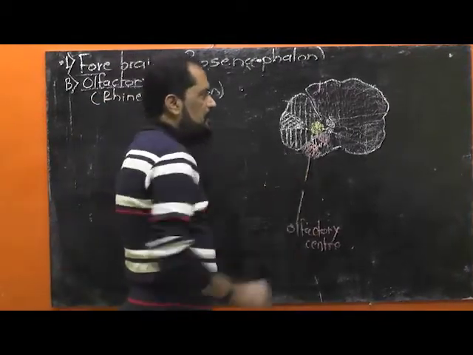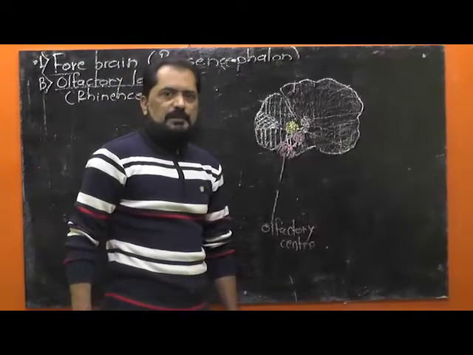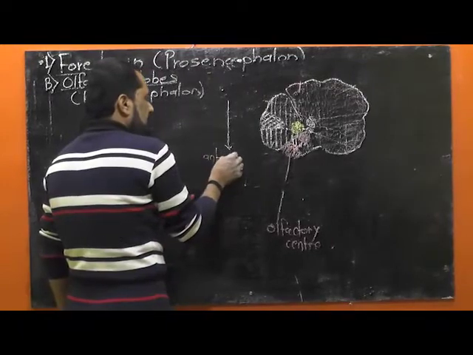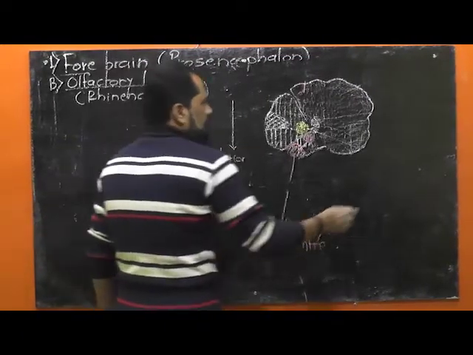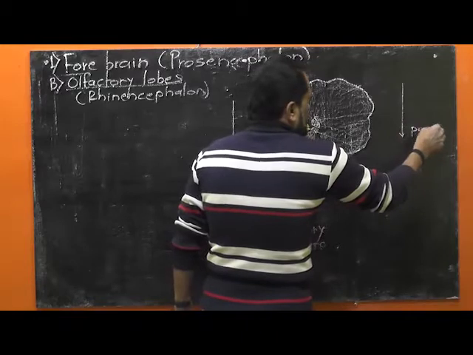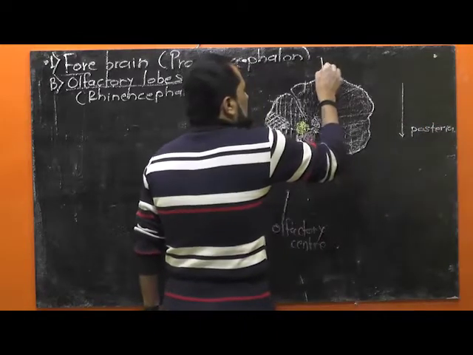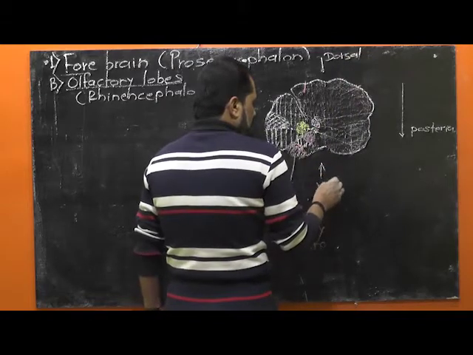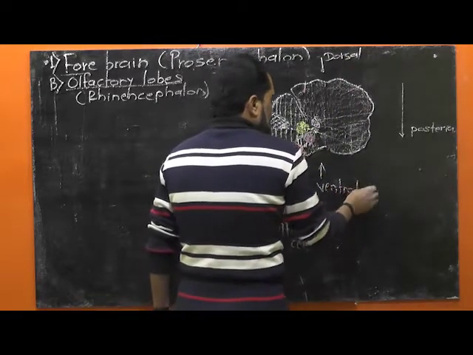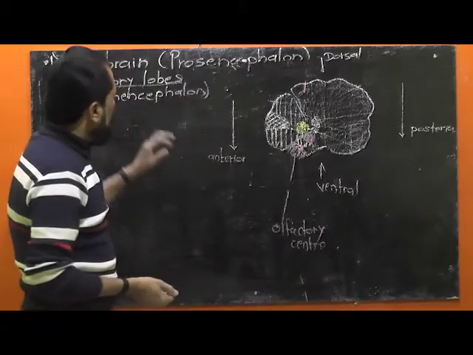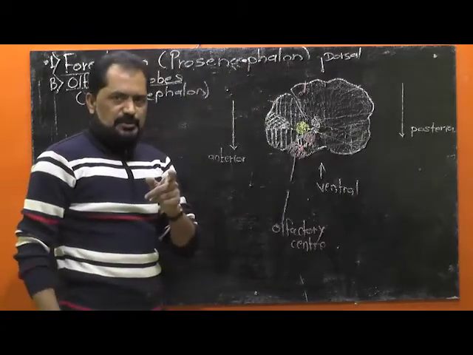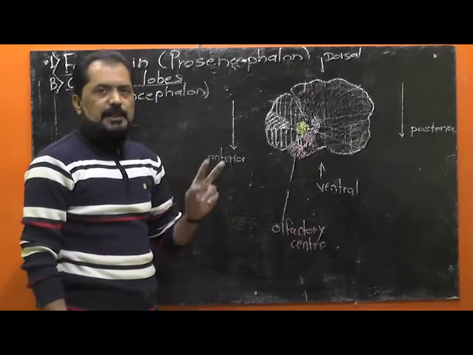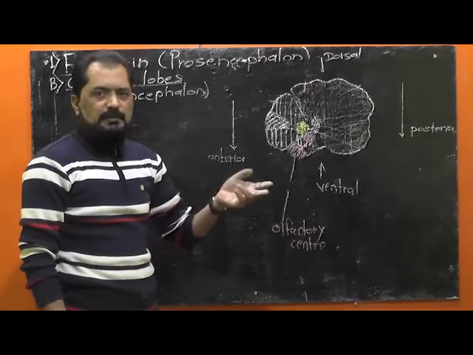Here is a lateral view of the cerebral hemisphere. This is the front side, that is the anterior side of the cerebrum. This is the posterior side of the cerebrum. It is supposed to be the dorsal, and here is the ventral surface. Now I said that the olfactory lobes are paired structures, and these are located antero-ventral to the cerebral hemispheres.